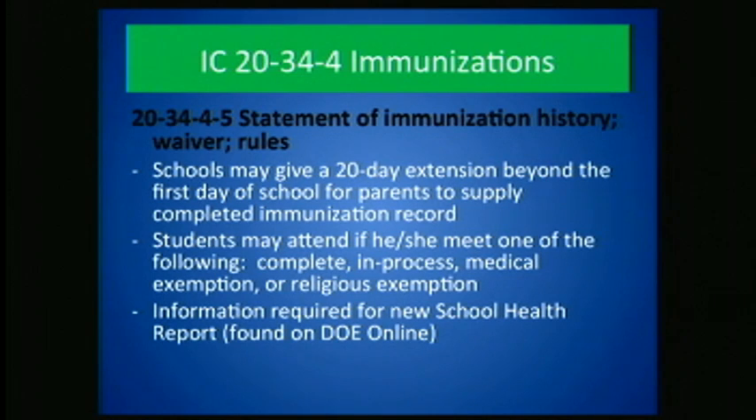Schools do have the option to grant students a waiver to allow parents 20 days to supply a completed immunization record to the school. Thus, students may attend if they meet one of these following requirements. One, they have a complete immunization record. Two, they are in the process of completing their immunizations, and they have an appointment scheduled with a provider to finish the remainder of those immunizations. Category 3, they have a medical exemption on file, or 4, they have a religious objection. Information regarding the immunization status for each student is required for this new student school health report that's due this year.